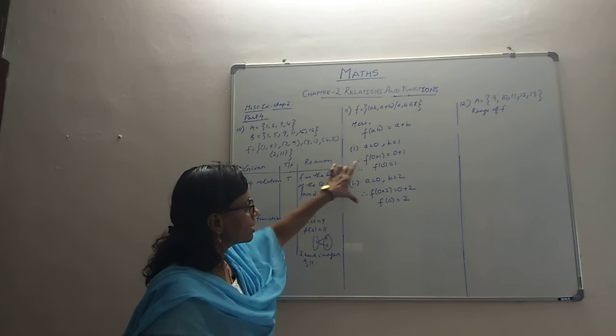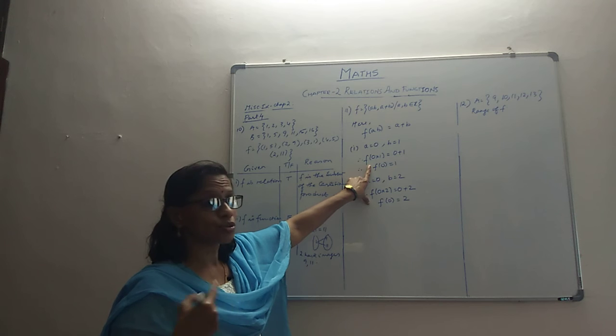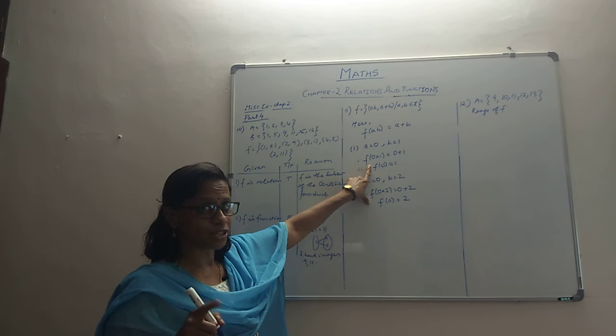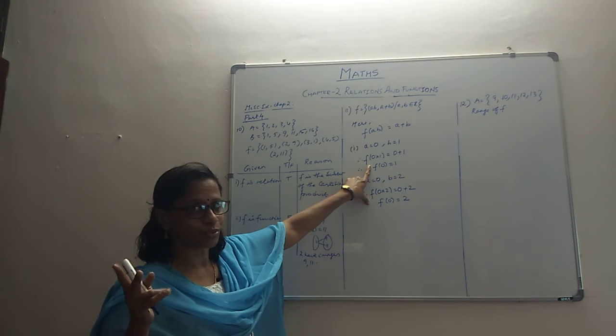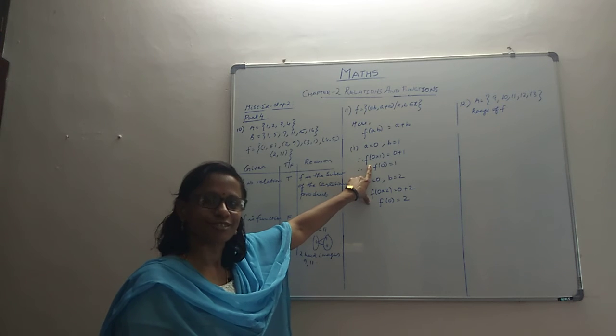Right. So check out these two values. f of 0 is 1, f of 0 is 2. One pre-image 0 getting two images 1 and 2. Not allowed in a function. Right. So that is why this is not a function.